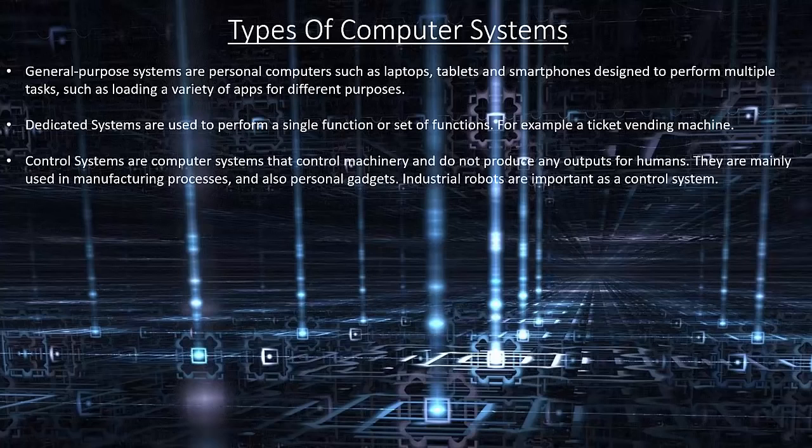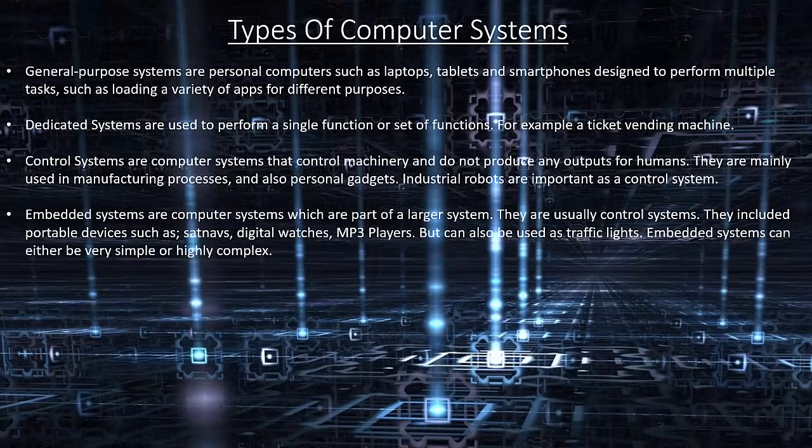Control systems are computer systems that control machinery and do not produce any outputs for humans. They are mainly used in manufacturing processes and also personal gadgets. Industrial robots are important as control systems.